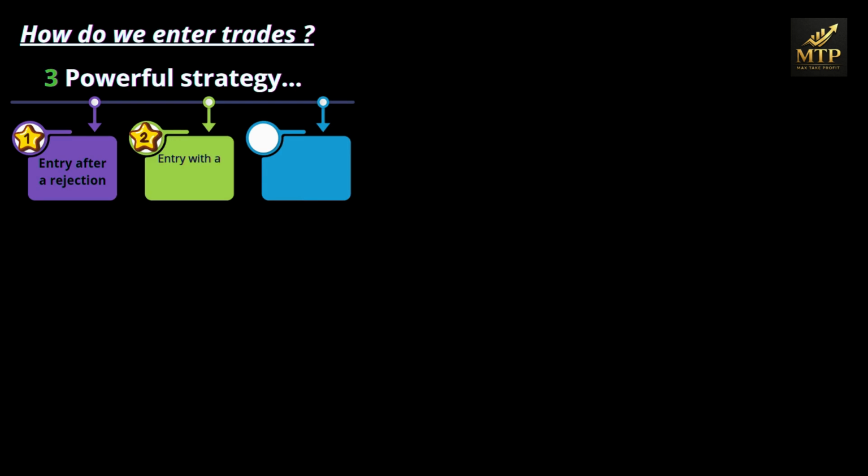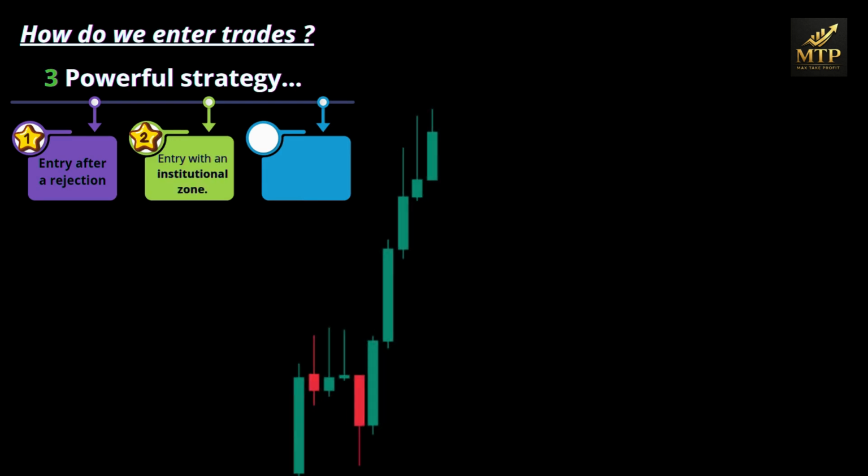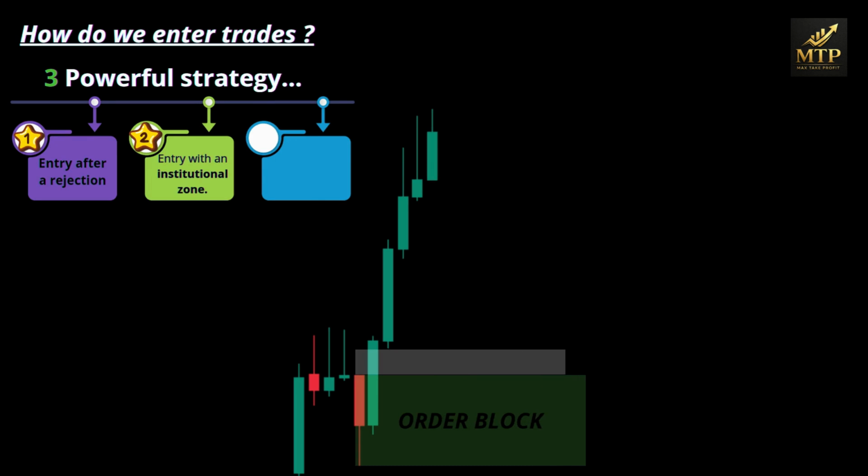Second, entry with an institutional zone. If the fair value gap is near an order block or a supply and demand zone, wait for price to return into that zone first, then look for confirmation on a lower time frame. A small break of structure, a rejection candle, or a liquidity sweep. This combination greatly increases probability.